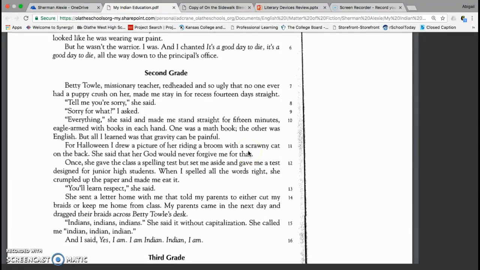"You'll learn respect," she said. She sent a letter home with me that told my parents to either cut my braids or keep me home from class. My parents came in the next day and dragged their braids across Betty Towle's desk. "Indians, Indians, Indians." She said it without capitalization. She called me Indian, Indian, Indian. And I said, "Yes, I am. I am Indian. Indian, I am."